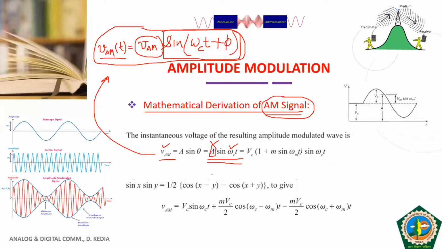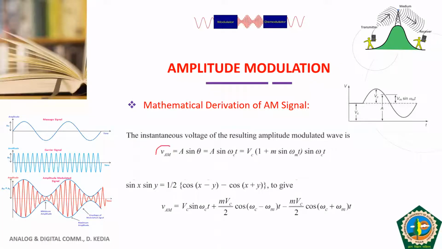Now, once you substitute the value of A, you get Vc into 1 plus m sin omega mt. For A, you have this, and sin omega ct is reproduced outside the bracket. This is the expression for your amplitude modulated signal. Look at these terms carefully. This is the instantaneous value of the resulting amplitude modulated wave. This is the amplitude of the resulting amplitude modulated signal. And this is the sine part of your sinusoidal equation, that is sin omega ct. So this is the mathematical derivation of your AM signal.